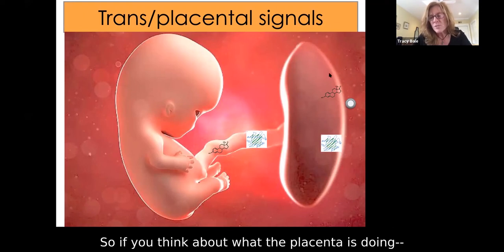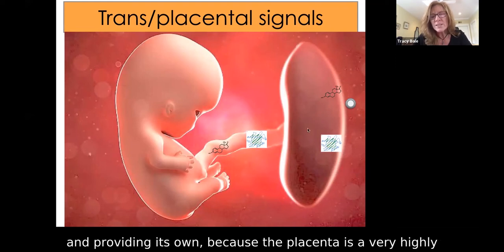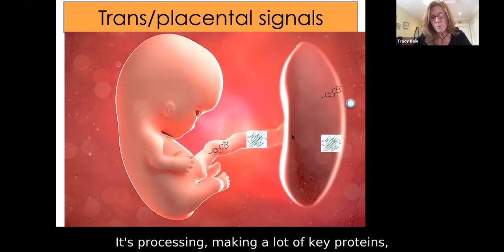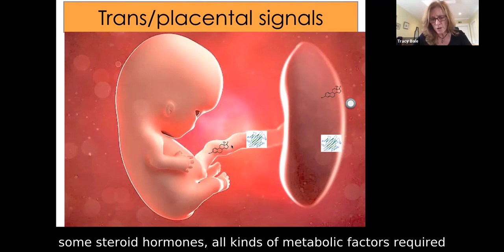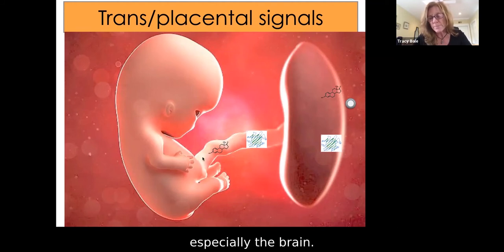and how they are different. So if you think about what the placenta is doing, it's intersecting between mom's maternal milieu and environment and providing its own, because the placenta is a very highly endocrine tissue itself. So it's responding to mom's environment, it's processing, making a lot of key proteins, some steroid hormones, all kinds of metabolic factors required for energy and development of the developing fetus, especially the brain.